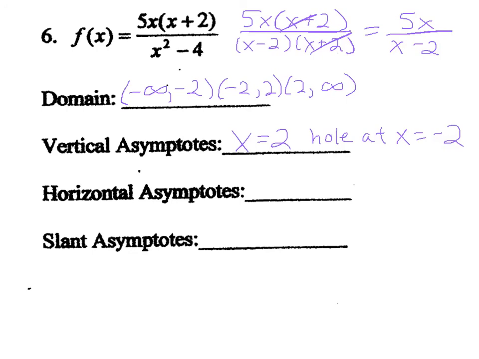Horizontal asymptotes, if I look at my new equation, the degrees are the same, so I'll have a horizontal asymptote at y equals 5, and I will not have a slant asymptote.